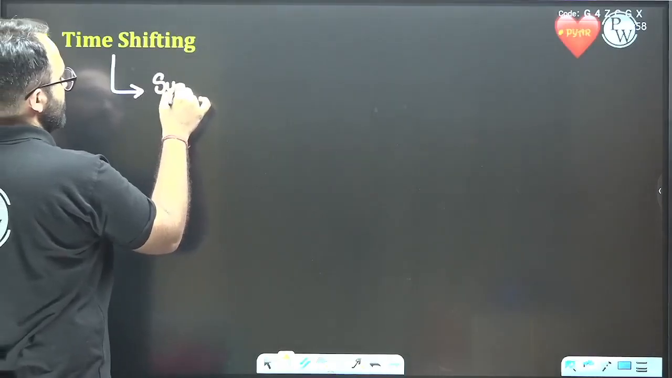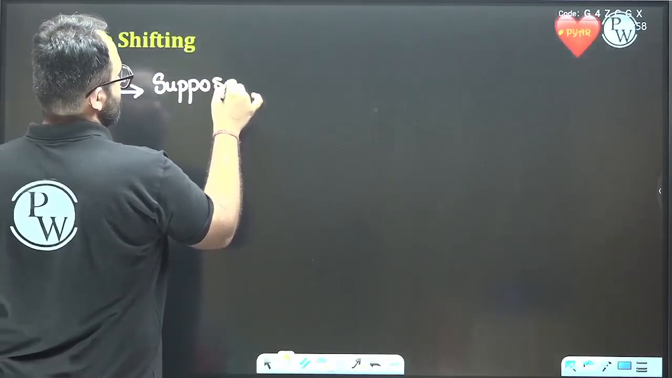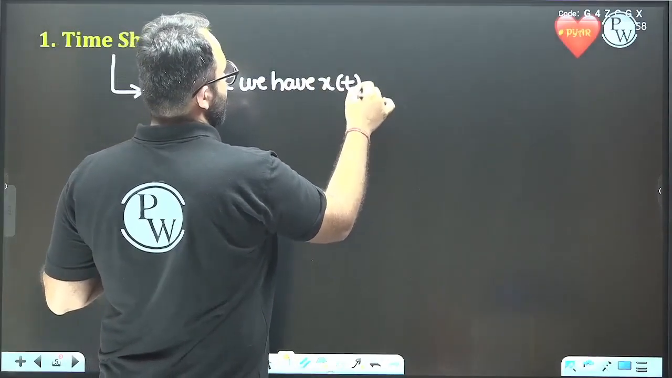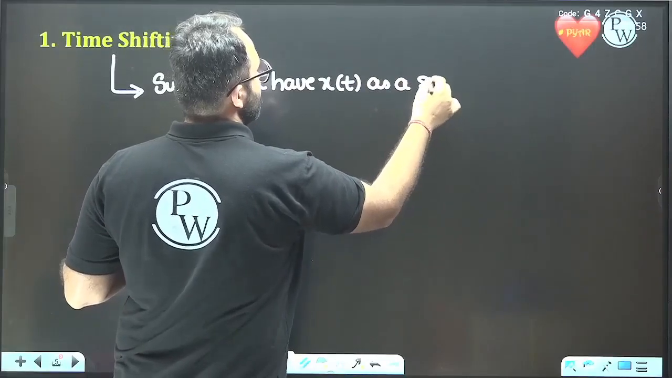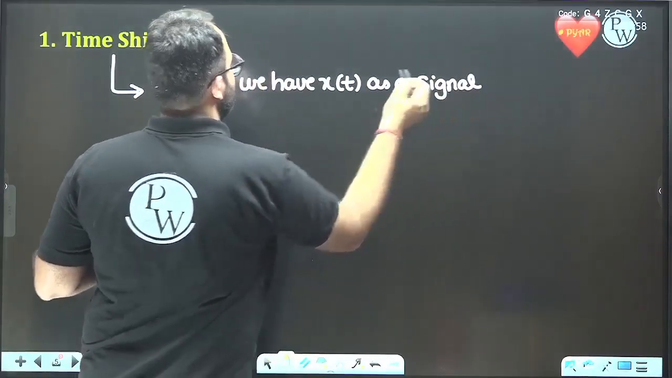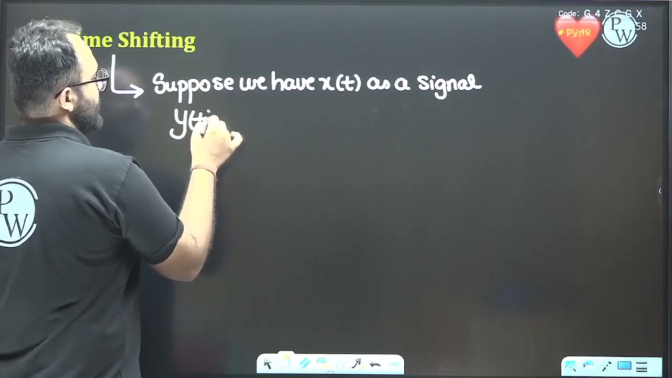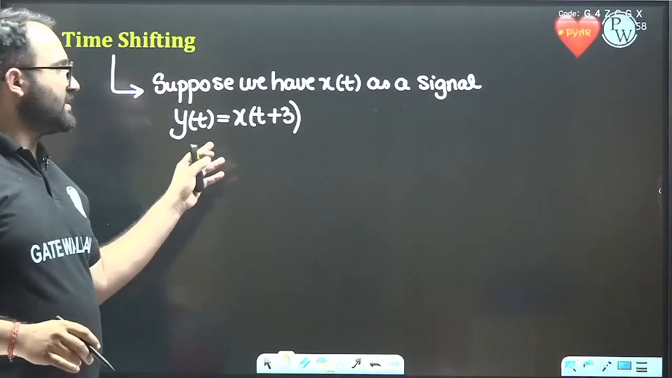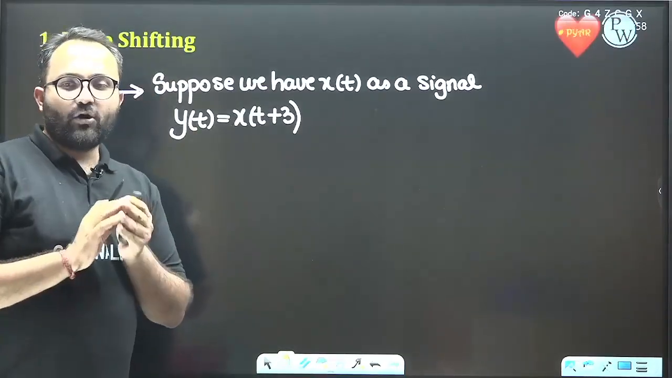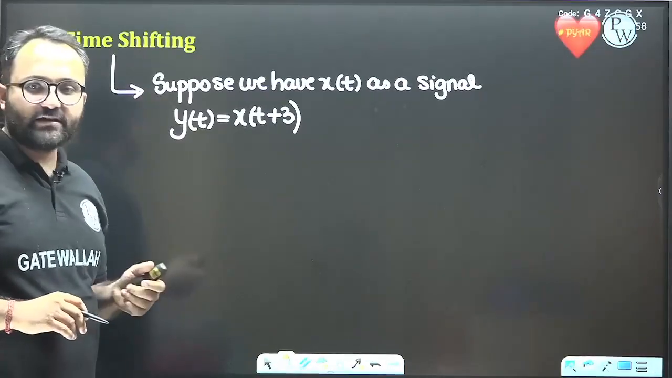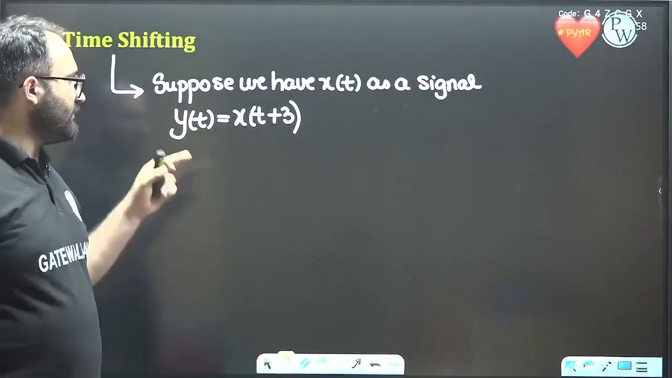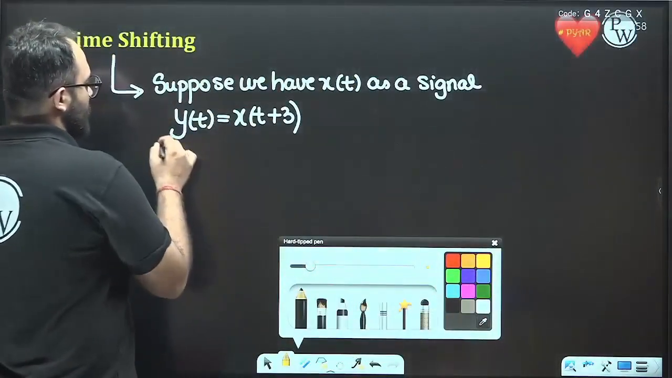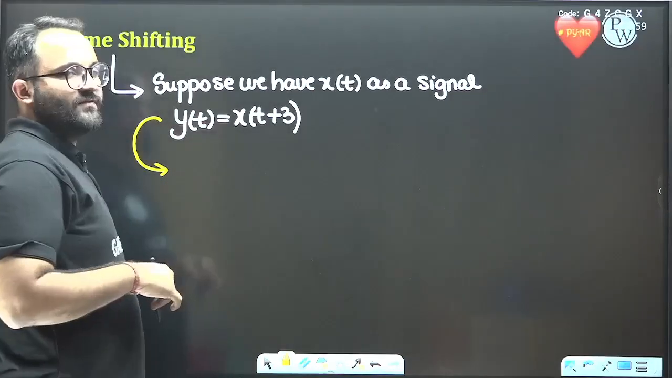Suppose we have xt as a signal, and we create yt is equal to xt plus 3. So randomly I have taken this. xt is a signal that I already have, and I create a new signal that is yt, and yt is equal to xt plus 3. Now, how to see whether the signal is shifted right or left?